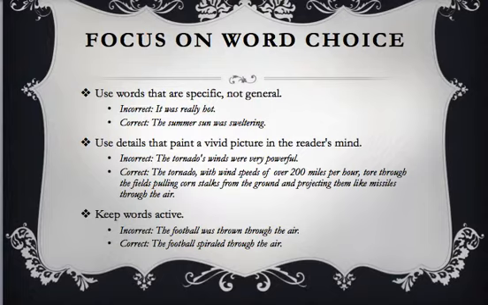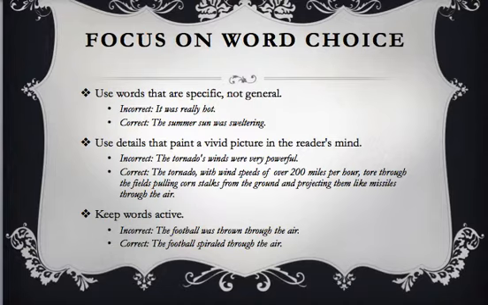Well, what did I just say? Incorrect: The tornado's winds were very powerful. Yeah, that doesn't tell very much detail. Correct: The tornado, with wind speeds of over 200 miles per hour, tore through the fields, pulling corn stalks from the ground and projecting them like missiles through the air. Wow, I can really picture that one in my mind.